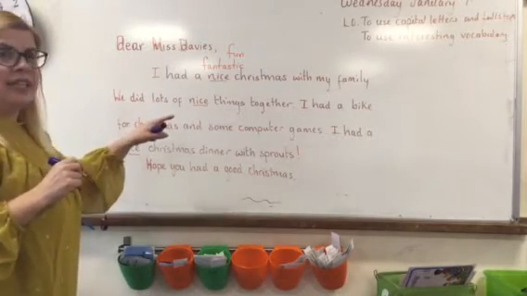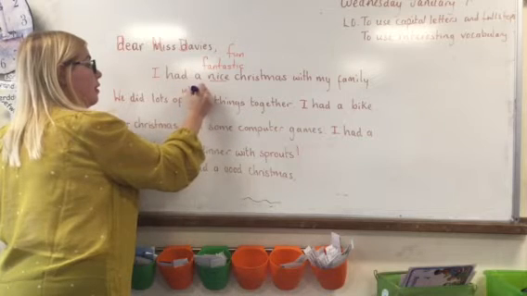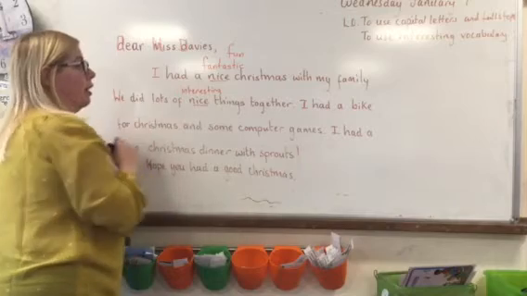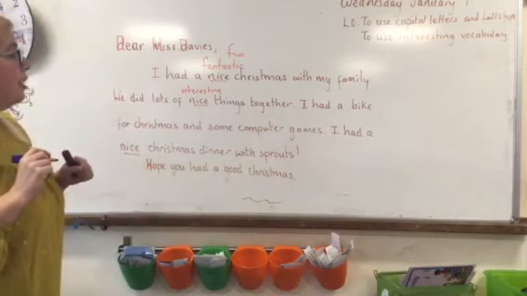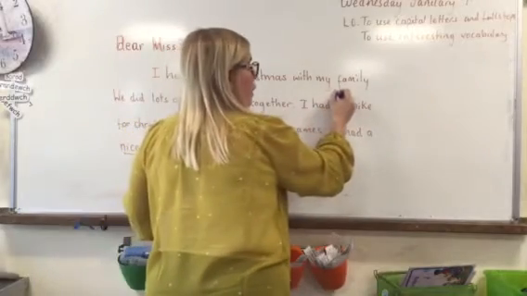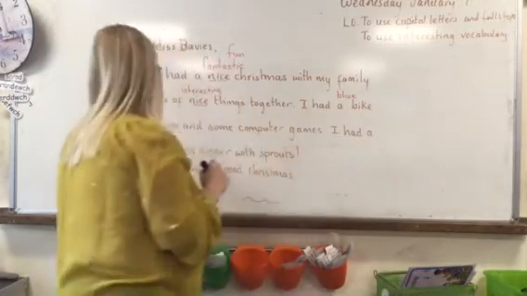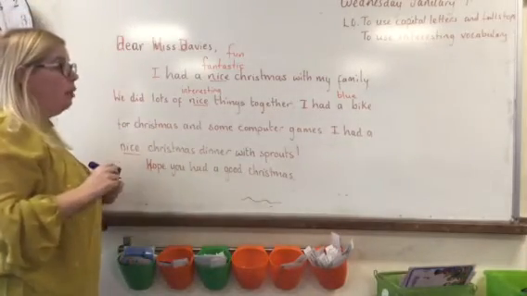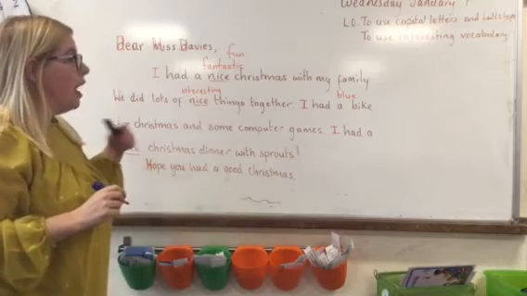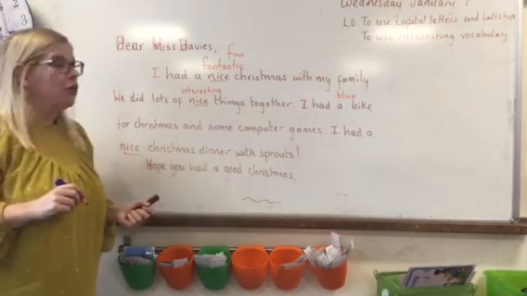"We did lots of nice things." "We did lots of interesting things together." Okay. "I had a bike." You could even put a colour. "I had a blue bike for Christmas and some computer games." Did you always want those computer games? You could add that to the end. "I had a blue bike for Christmas and some computer games I had always wanted."